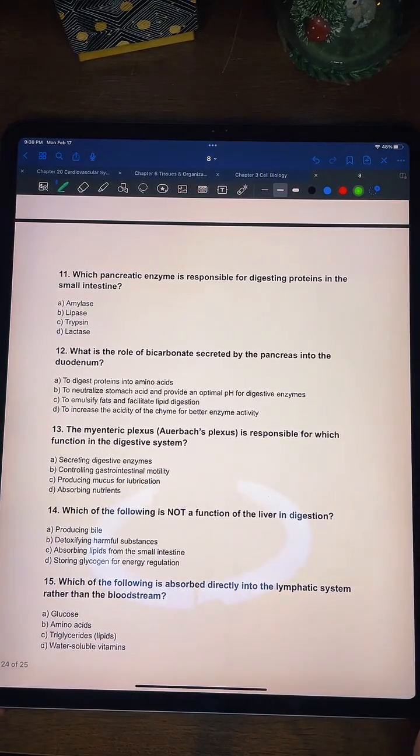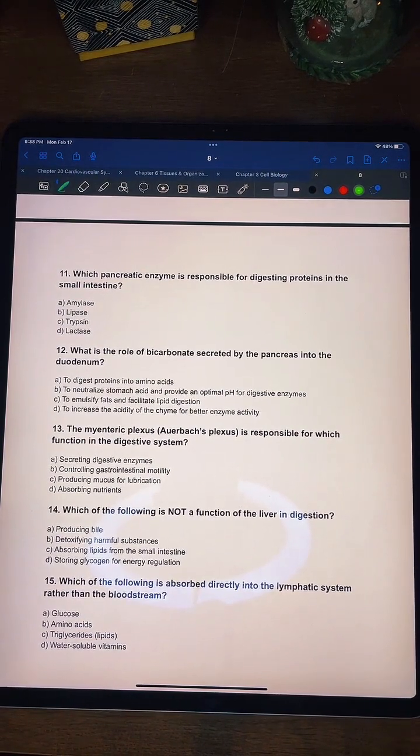Which pancreatic enzyme is responsible for digesting proteins in the small intestine?